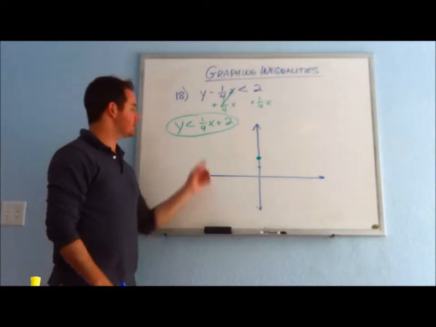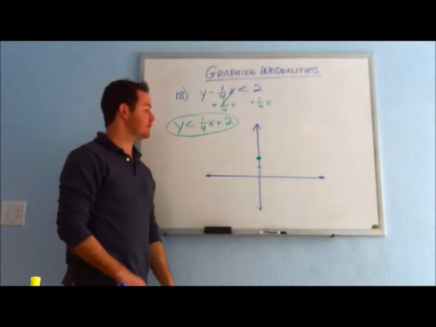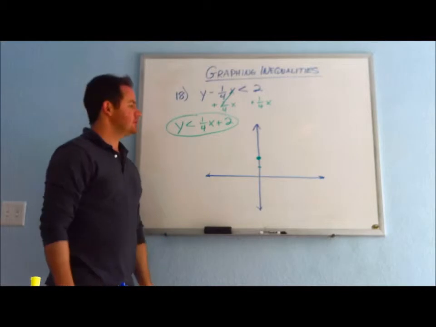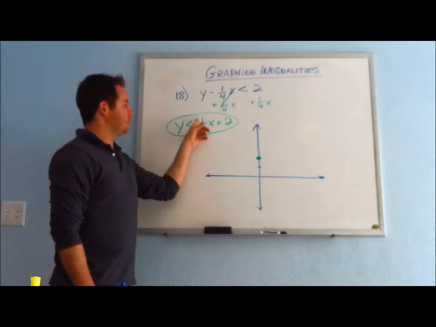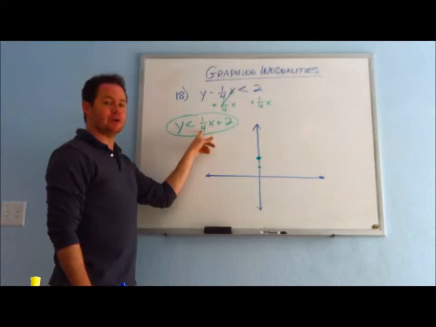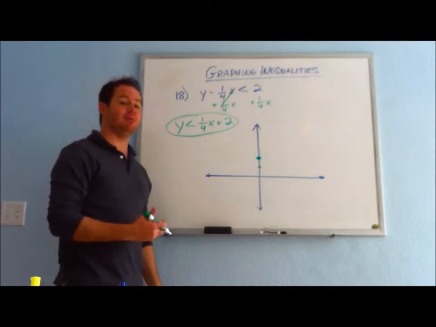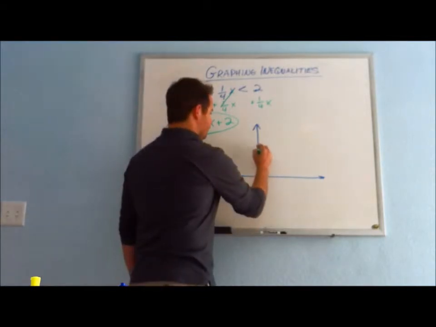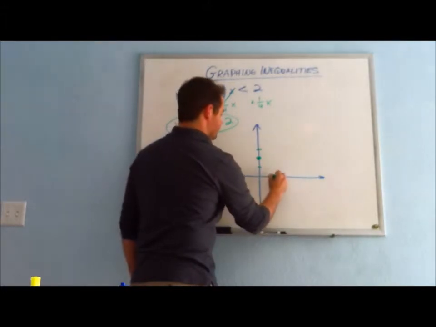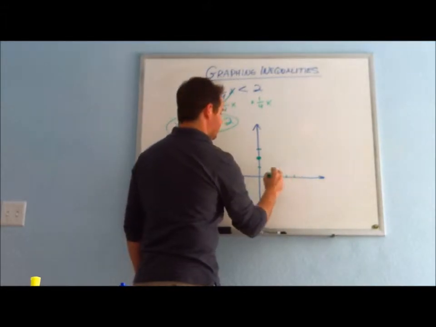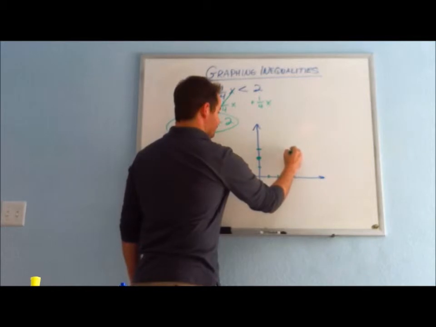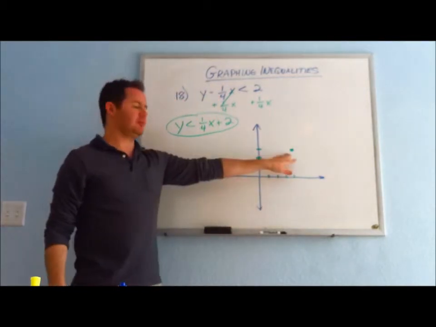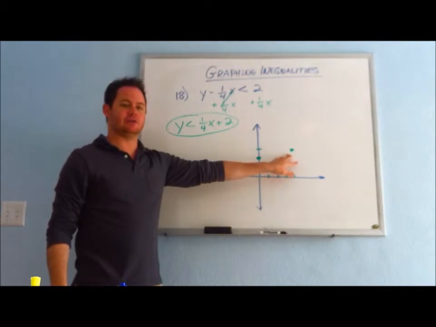Your slope is always the coefficient in front of that x term in your equation or in your inequality in this case. So for our slope, remember, slope is rise over run. So that means we're going to go up 1 and to the right 4. So if we mark off those points, 1, 2, 3, 4, then we would have a point here, which our line crosses through.